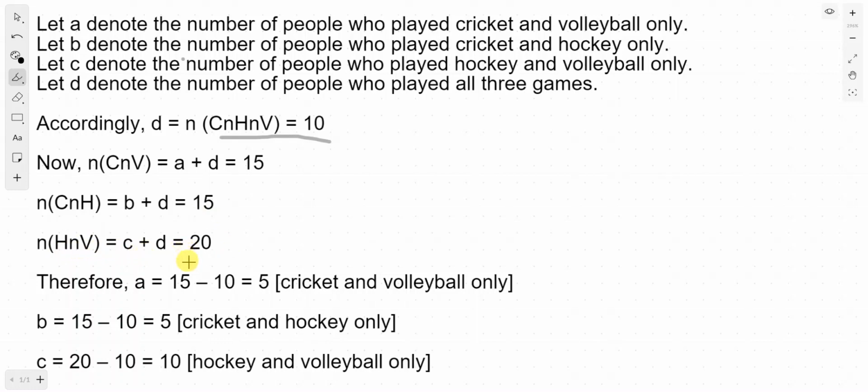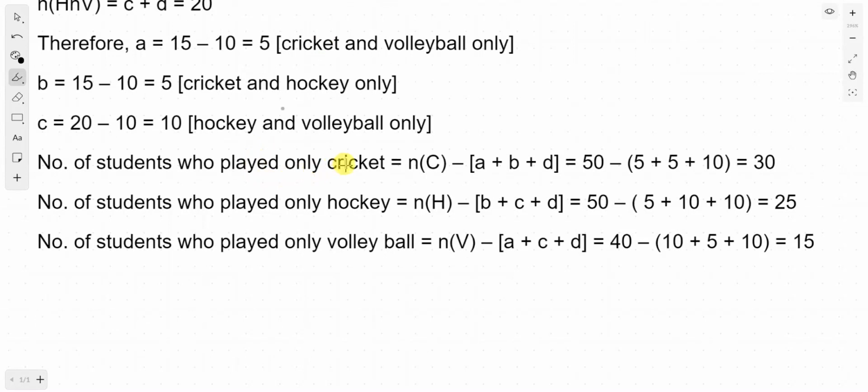For calculating A, who play cricket and volleyball only, we have 15 minus 10, which equals 5. Similarly, for cricket and hockey we have 15 minus 10, which is 5, and for hockey and volleyball we have 20 minus 10, which equals 10. So the number of students who played only cricket will be the total number of cricket students minus A, B and D: 50 minus (5 plus 5 plus 10), which equals 30, and so on. We will calculate all three sports with this similar formula.